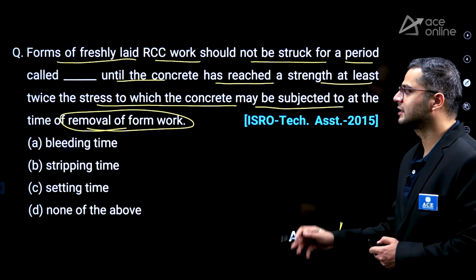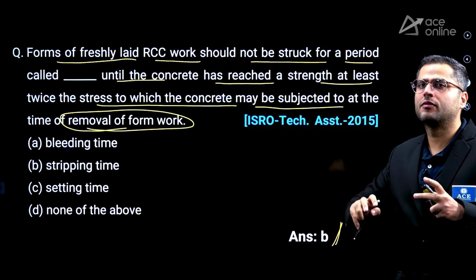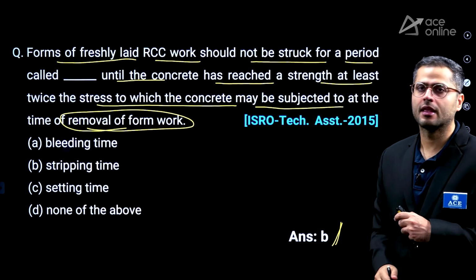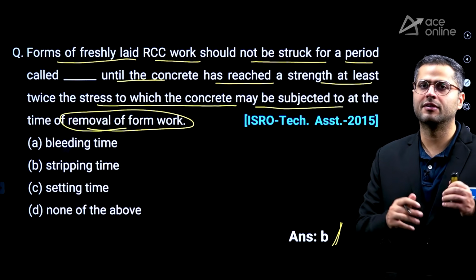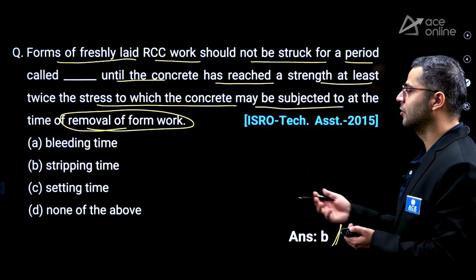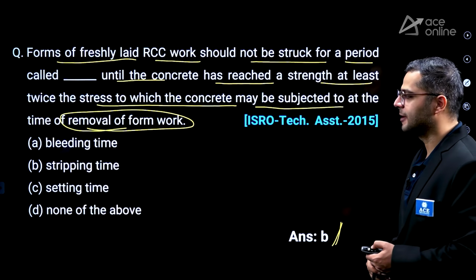Stripping time is the name used for the time after which the formwork shall be removed, right? It is for development of substantial strength in the concrete actually. How much? Twice the stress to which the concrete may be subjected to at that time.